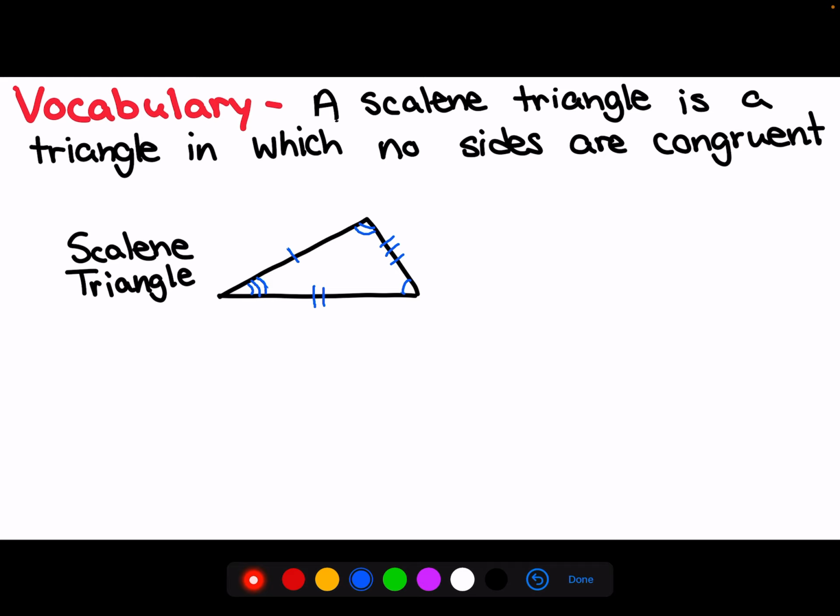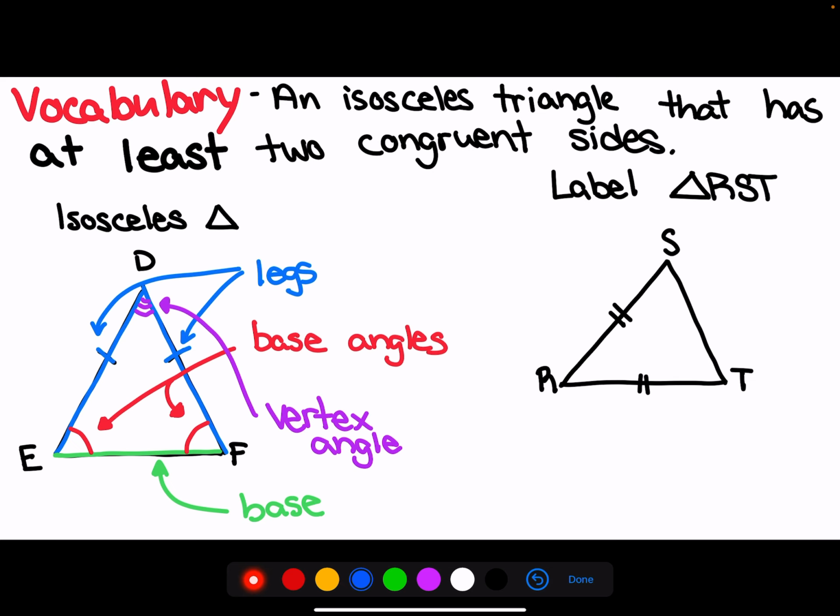The next type of triangle that we have is an isosceles triangle. An isosceles triangle is a triangle that has at least, and that's very important, at least two congruent sides. So if I have three sides congruent in a triangle, that is also isosceles, because again, I need at least two sides congruent. Two or three, because I can't have more than three sides.